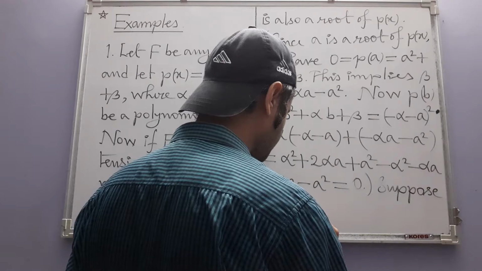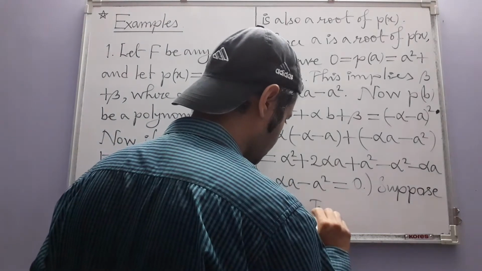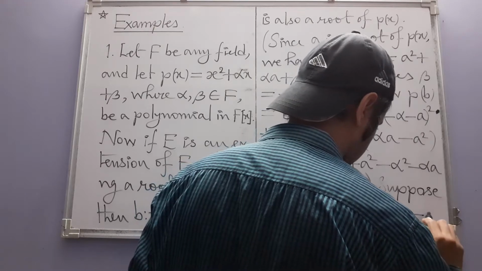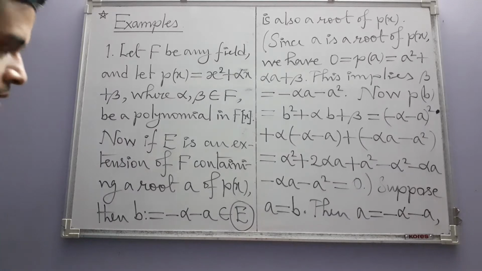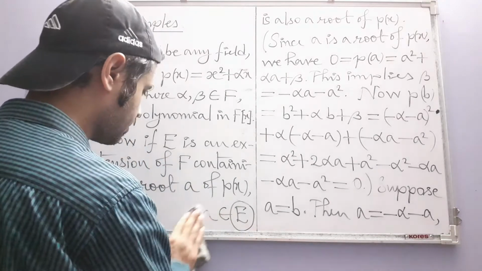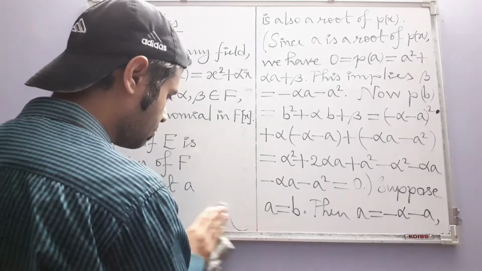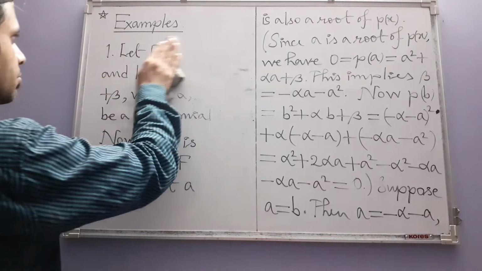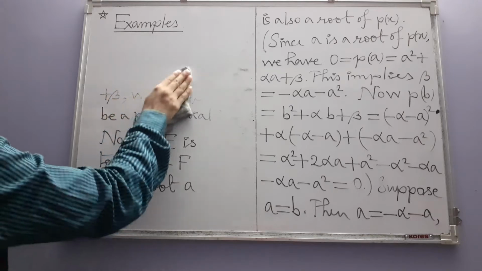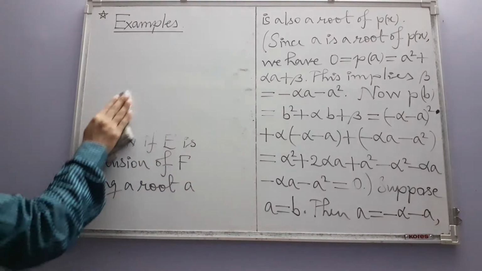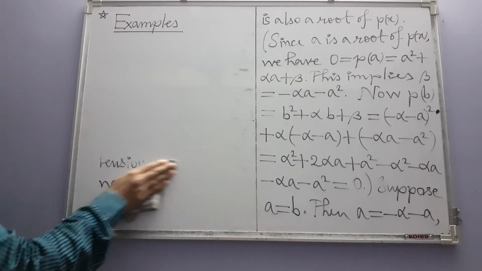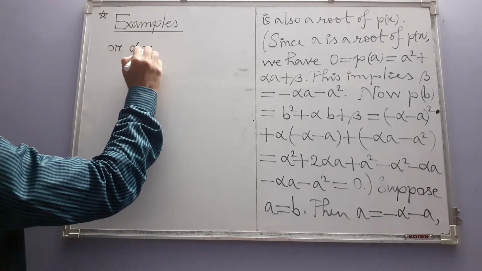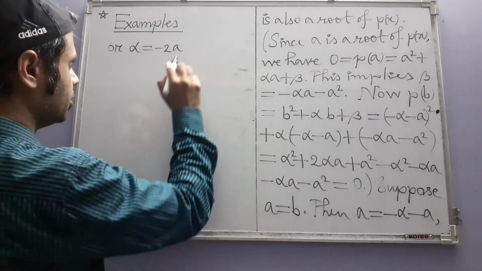So suppose A is equal to B, then using the expression for B, B is minus alpha minus A, from which we will be able to say what alpha is in terms of A. Alpha will be minus 2A, or alpha is equal to minus 2A.